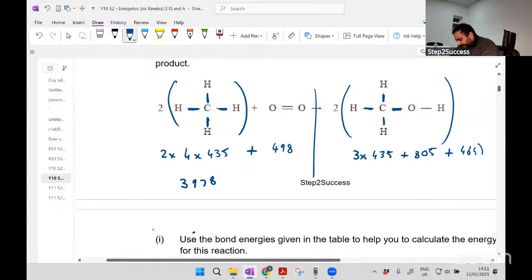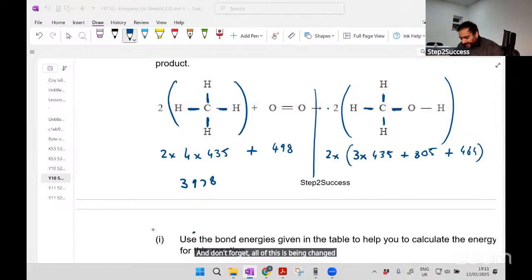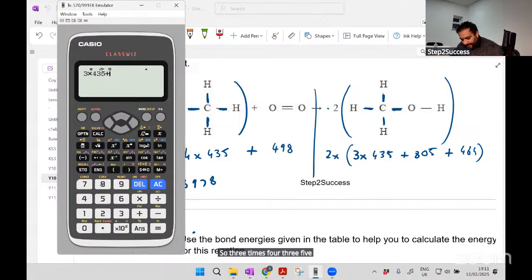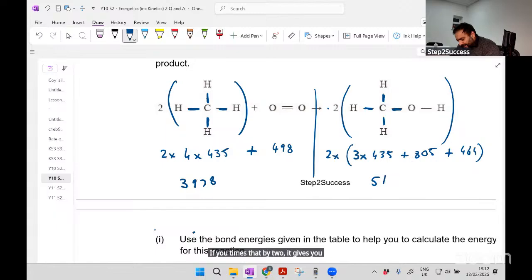And don't forget, all of this is being times by 2. So you need to do a 2 times at the end of all of this. So 3 times 435 plus 805 plus 464 is 2,574. If you times that by 2, it gives you 5148. I assume I'm doing this correctly. Easy to make a mistake on these.